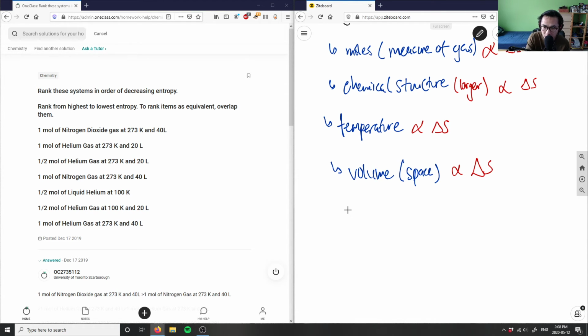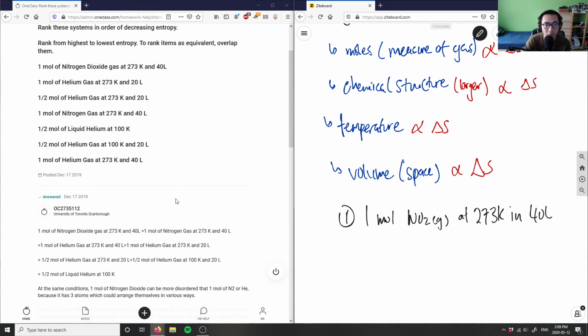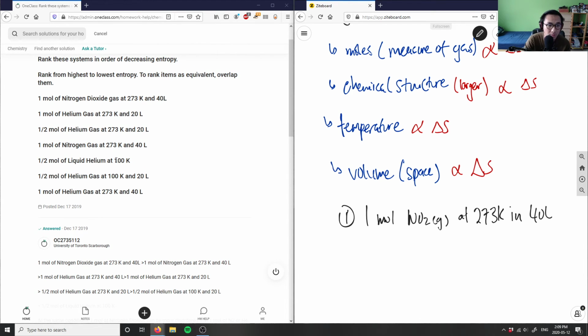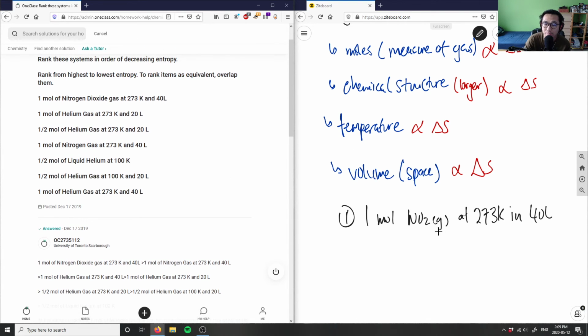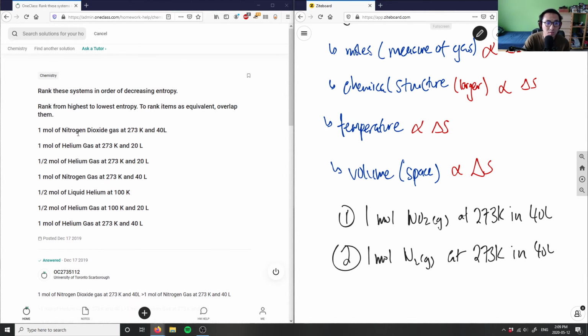So I'm going to write number 1 here. Our rank 1 here is 1 mole NO2 gas at 273 Kelvin in 40 liters. So this here is our first one, and then if this is our first one, the second one must be our nitrogen gas, right? Our nitrogen gas here will be our next, second largest, you can say. So this would be 1 mole of N2 gas at, again, same temperature, 273 Kelvin in 40 liters. Looking at these two, again, nitrogen and nitrogen dioxide are the biggest structures.